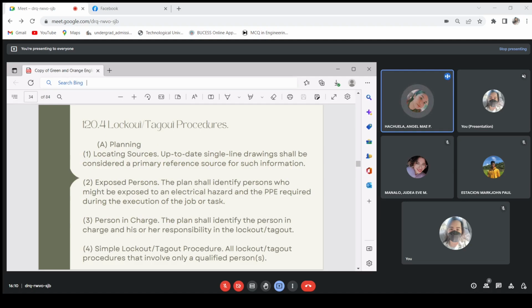So, Article 120.4, lockout tagout procedure. The employer shall maintain a copy of the procedures required by this section and shall make the procedure available to all employees. So, letter A is the planning.